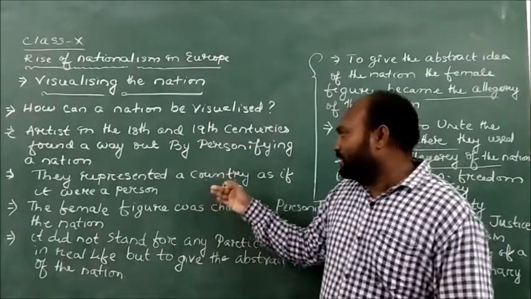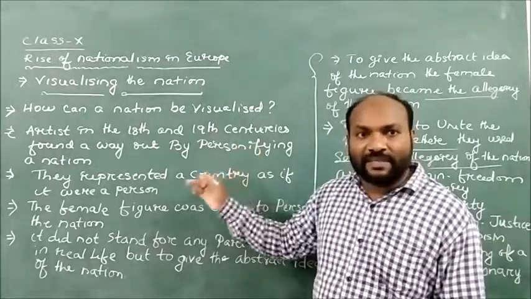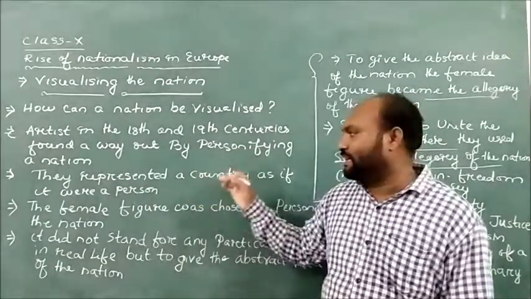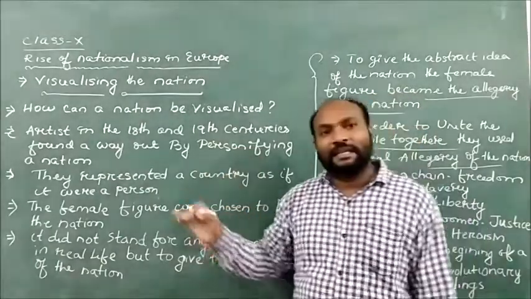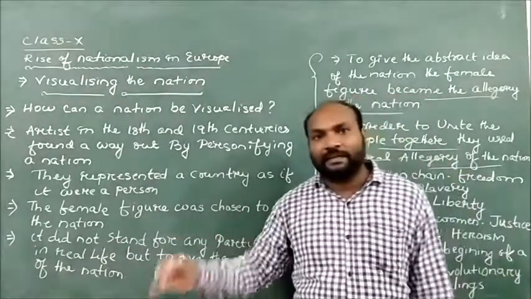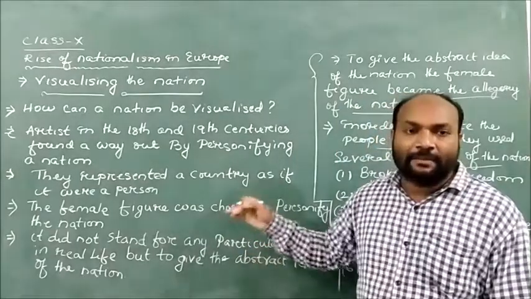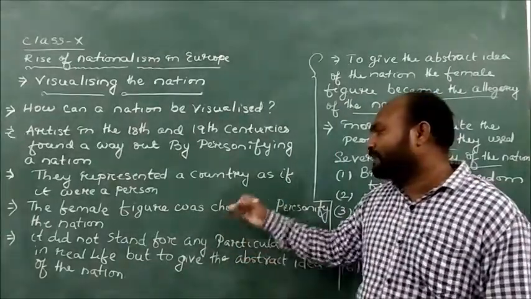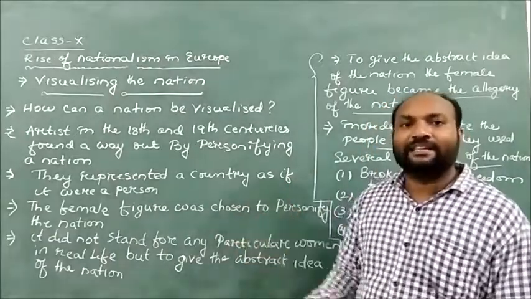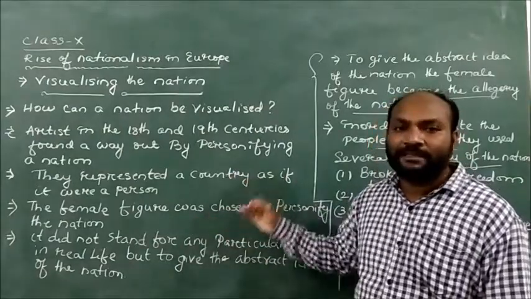Here they are using different kinds of objects and symbols in order to represent a nation. Basically, they are taking the concept of a female figure, and the female figure is representing the nation. In real life, it is not referring to any particular woman, only to give the abstract idea of the nation. They are utilizing the female figures here.